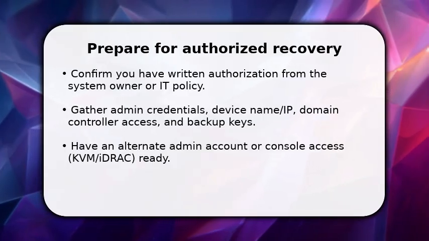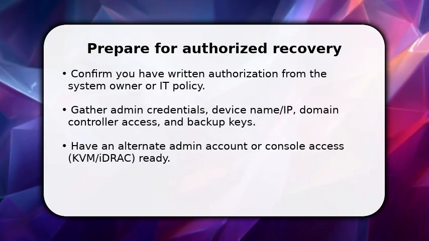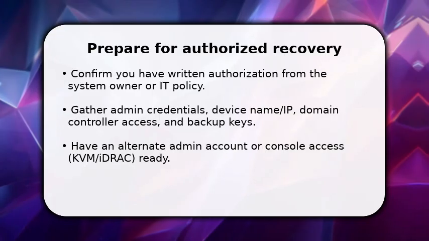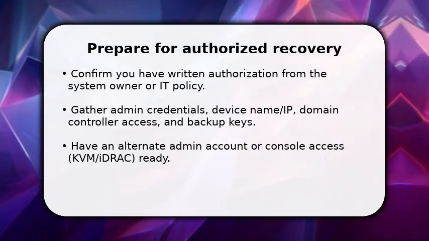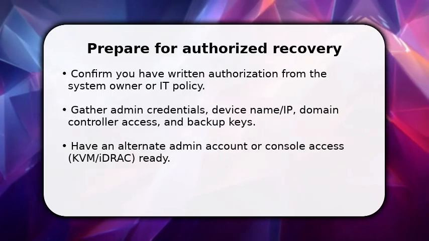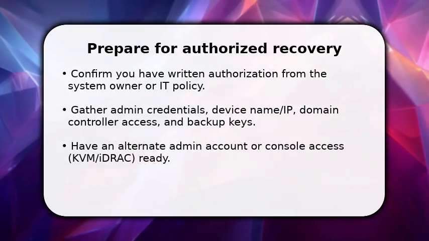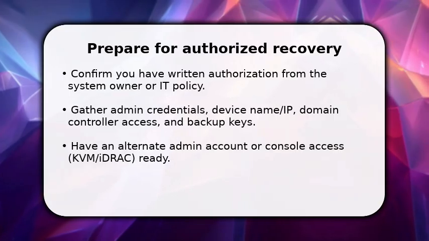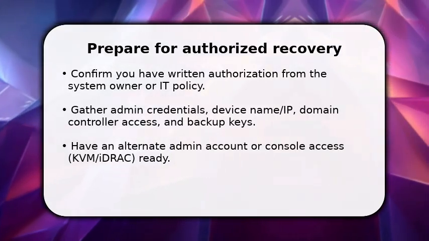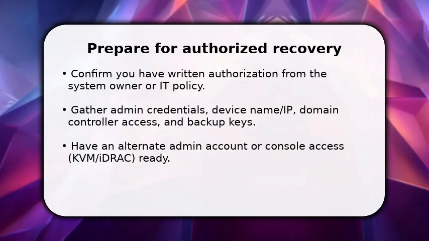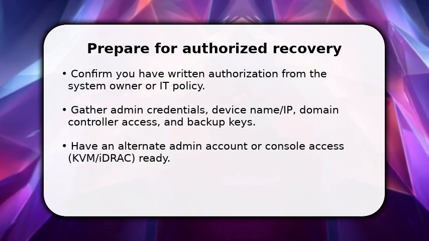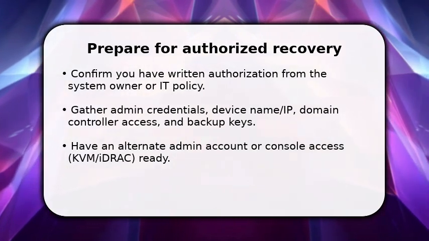You start by confirming authorization and the administrative scope. Don't proceed without written permission. Once confirmed, collect the target host name or IP, the domain controller credentials if it's a domain machine, and any recovery keys or backup admin accounts. Make sure you can reach the console via KVM or out-of-band management, because remote-only approaches can lock you out. These steps prevent accidental policy violations and let you act quickly when you move to reset or recover access.